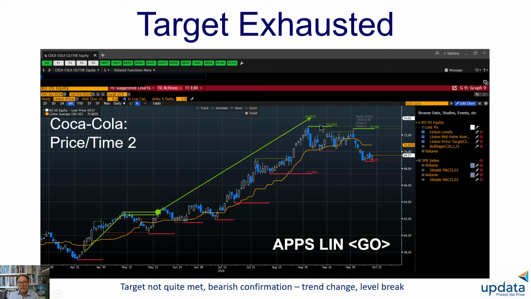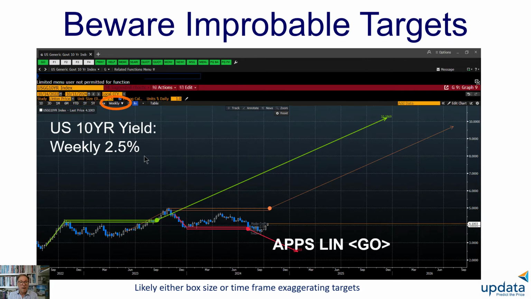Or just wandering sideways away from the target. It was quite interesting there. That was the price time of 2. That's why we think it seems to work quite well.